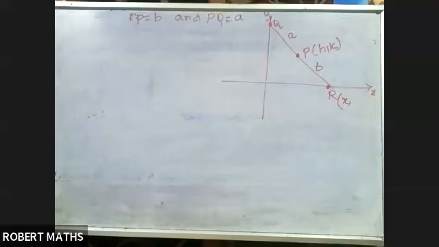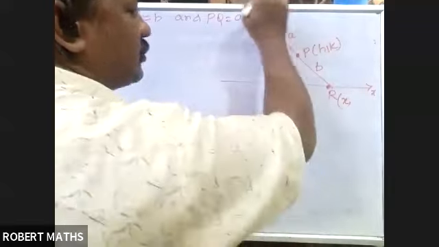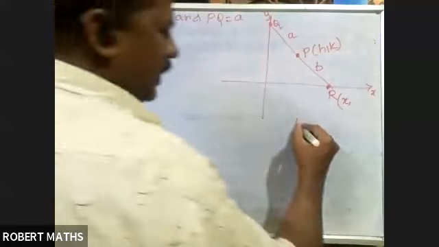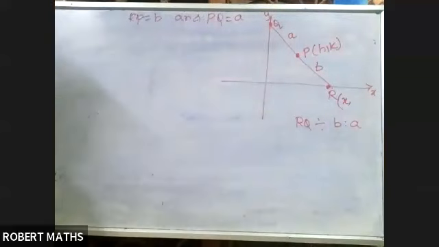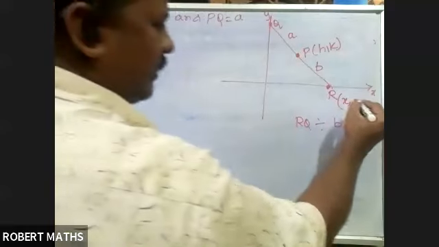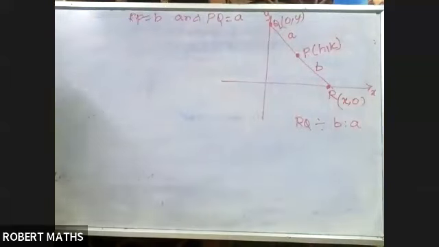Any point on the x-axis. Your A, B, we know that. If I take the line RQ, it divides RQ in the ratio B is to A. Now I take one point as (x, 0) and the other as (0, y). Is it right? I can take this as (x, 0) and (0, y).